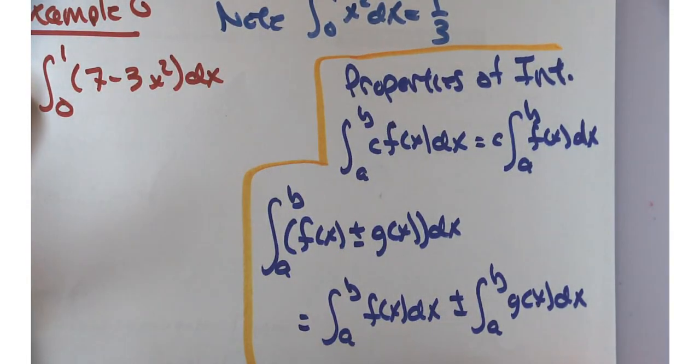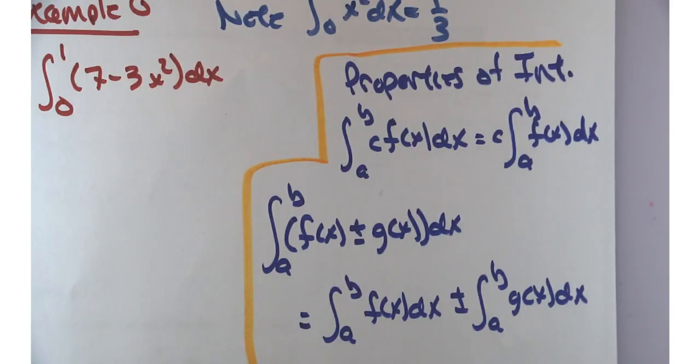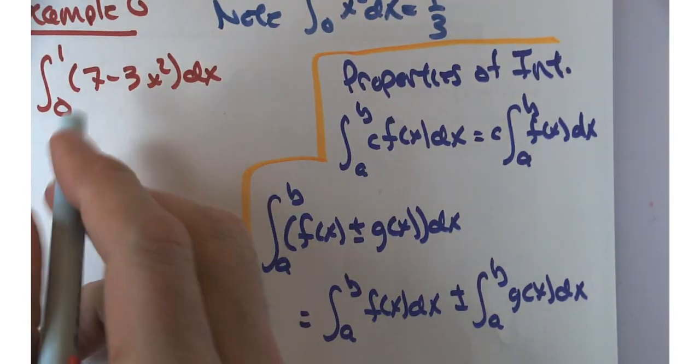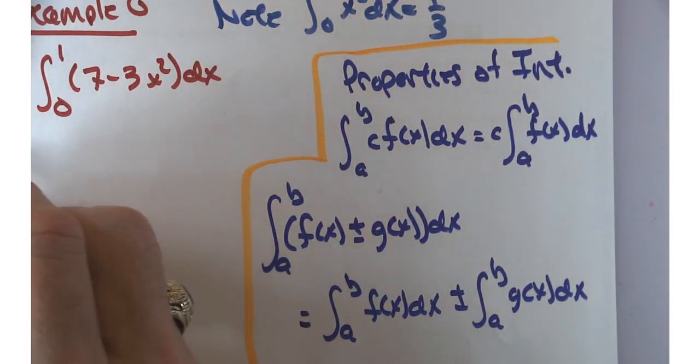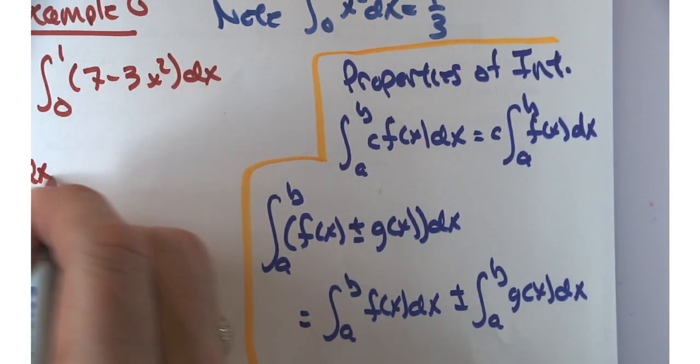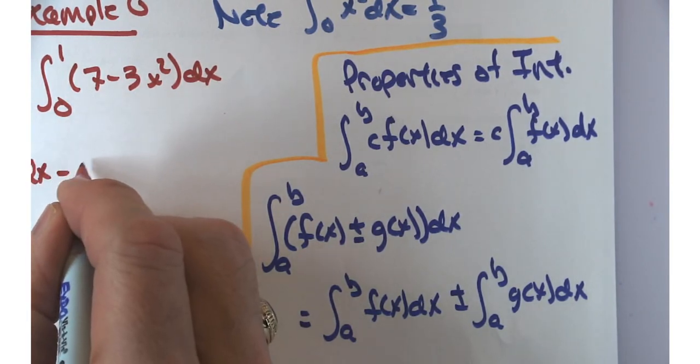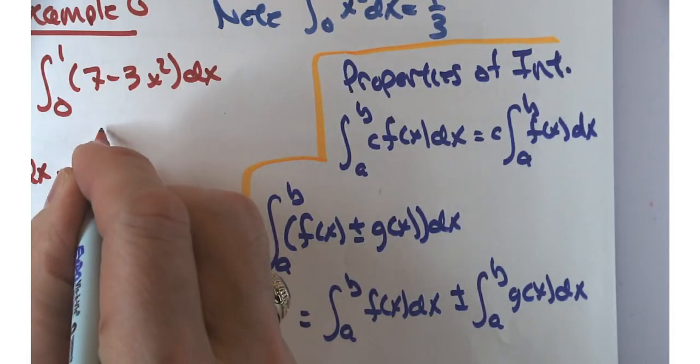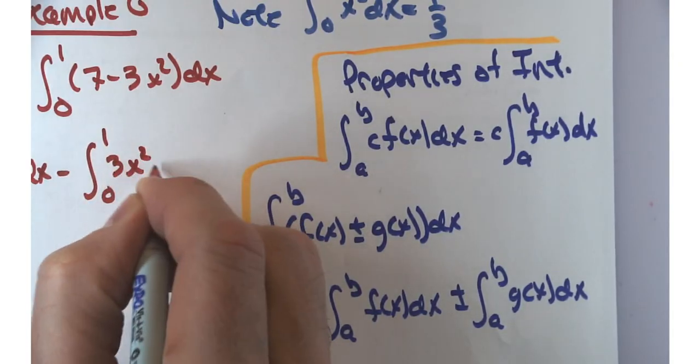So some properties of integrals that we're going to keep track of. How does that affect us here? Well, I'll start out by separating this. That'll be the integral from 0 to 1 of 7 dx minus the integral from 0 to 1 of 3x squared dx.